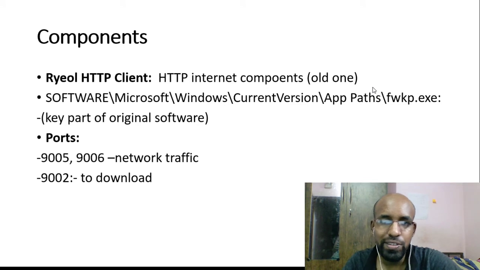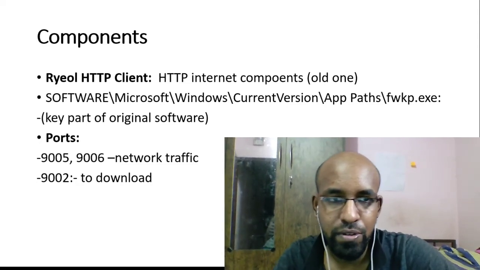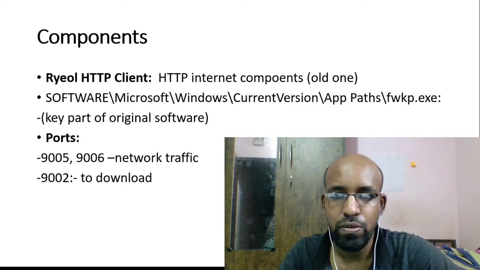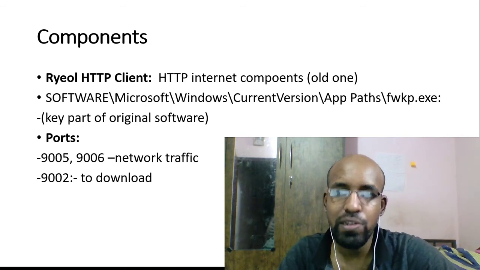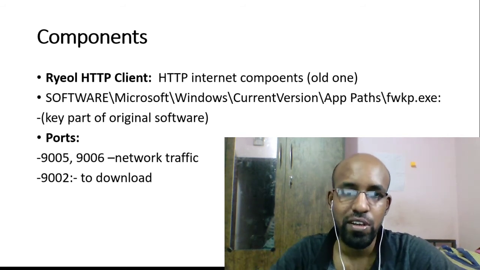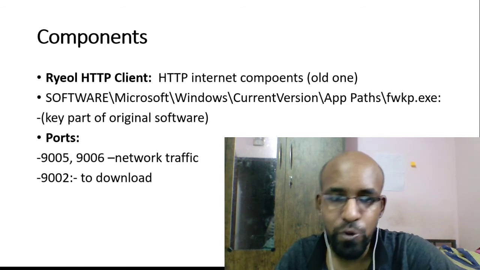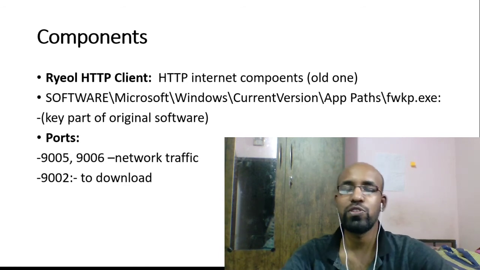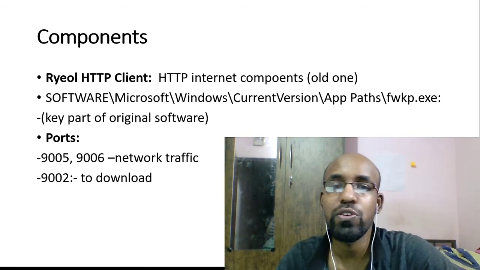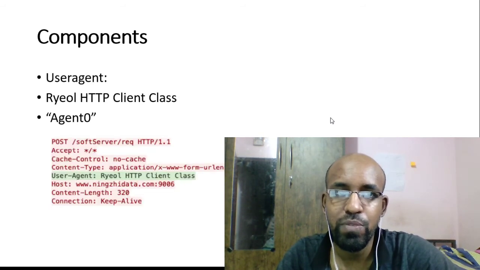Inside the malware, it was found that they use an old client library to connect to the internet and download the contents. It is also tied with the registry so that it looks like legitimate software. Some of the ports being used are 9005 and 9006, which are nothing but network traffic ports. To download anything, it is looking for 9002. These are the ports it uses for communication.